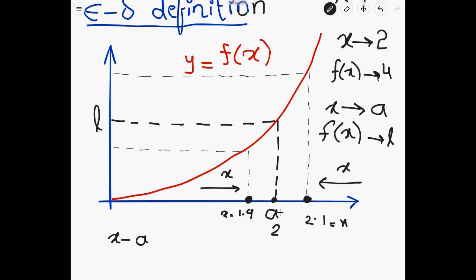It means that what is the difference between this point A, at which the limit is to be tested, and this point 2.1? The difference is 2.1 minus 2, which is equal to 0.1. Similarly, the difference between this point 1.9 and A, that is 2, is minus 0.1.